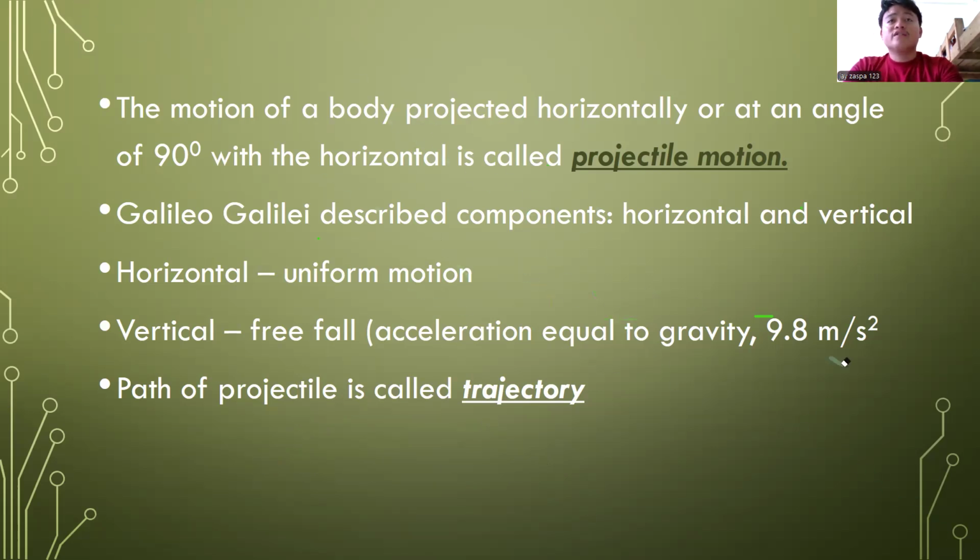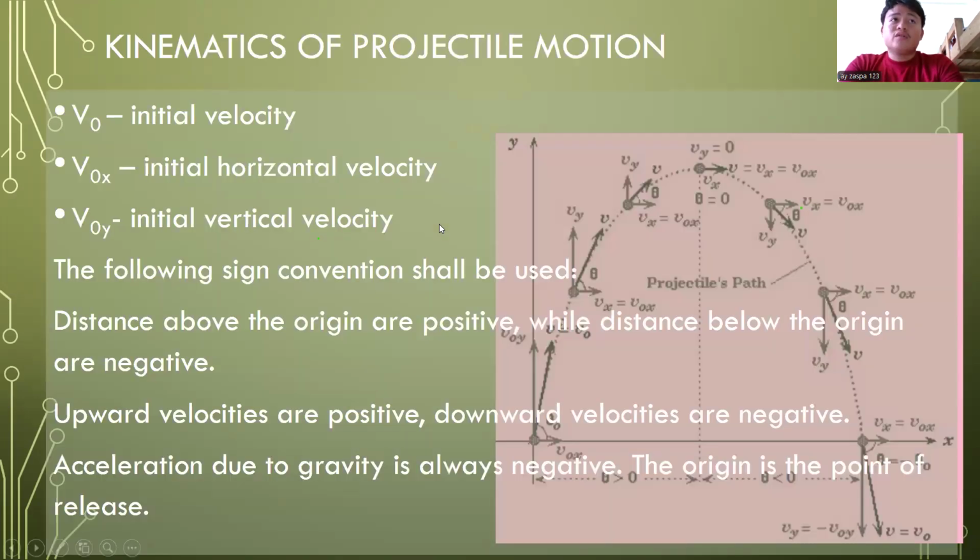Now let's move to the next part of the discussion: the kinematics of projectile motion. These are the few concepts that we need to remember. I hope you're going to copy this. In the kinematics of projectile motion, V0 is called the initial velocity. V0x is called the initial horizontal velocity. I think I already discussed this earlier. And V0y is what is called the initial vertical velocity.